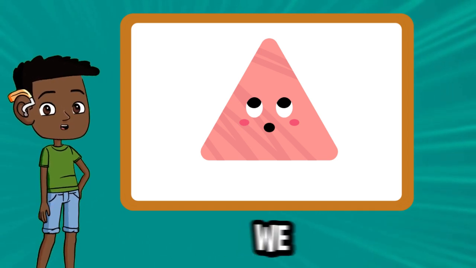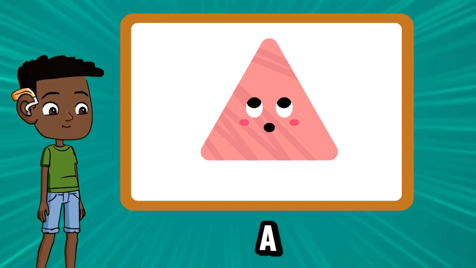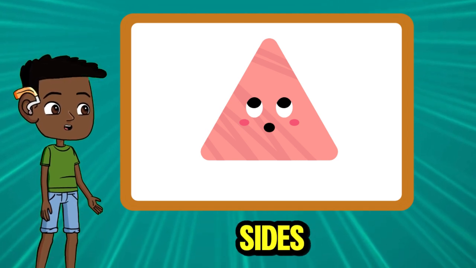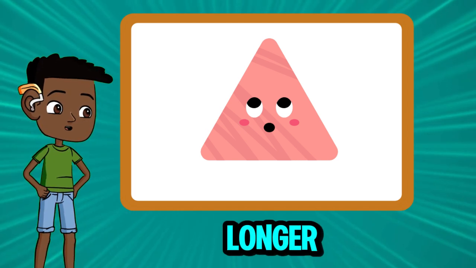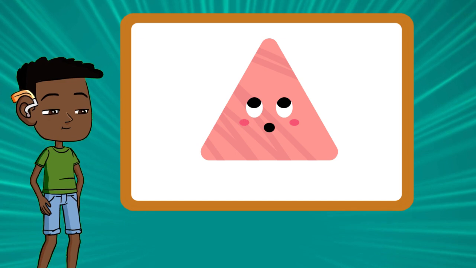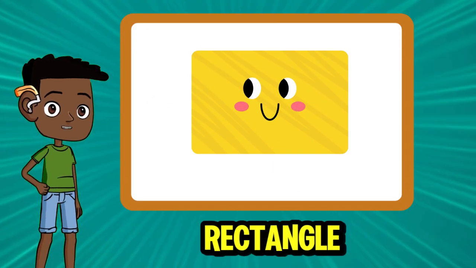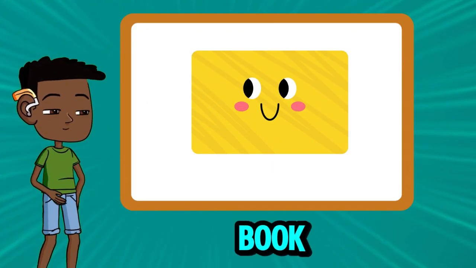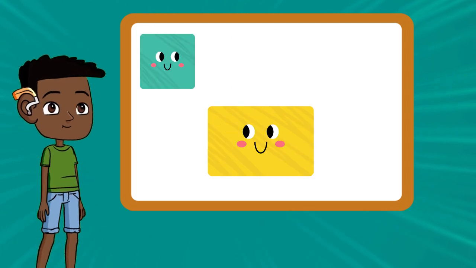And here we have a rectangle. A rectangle has 4 sides. It is longer in one direction. You can find a rectangle in your door, your book, or your phone.